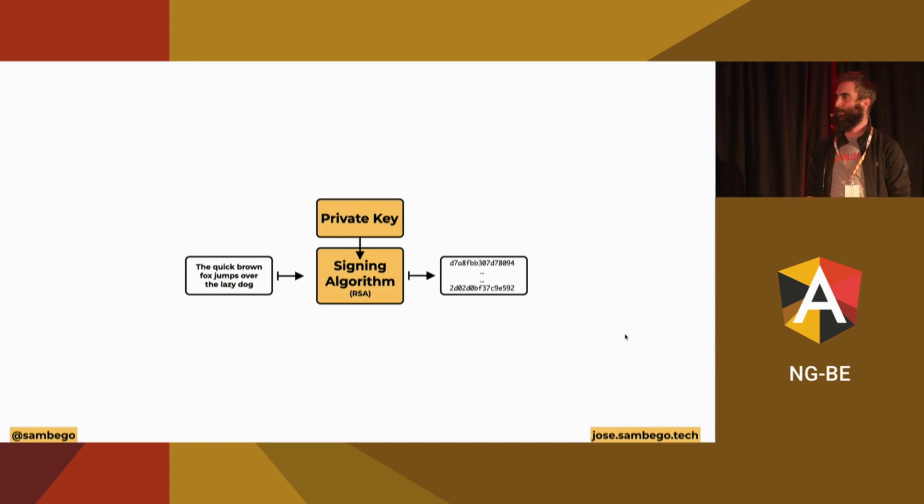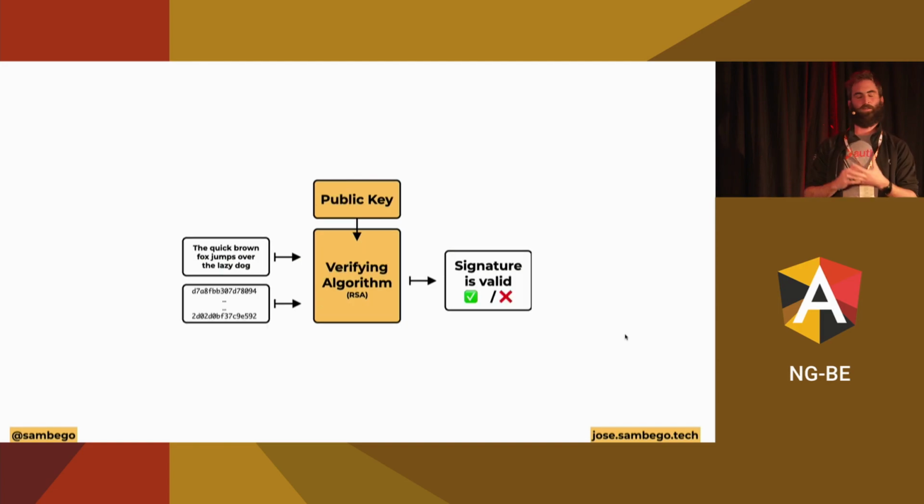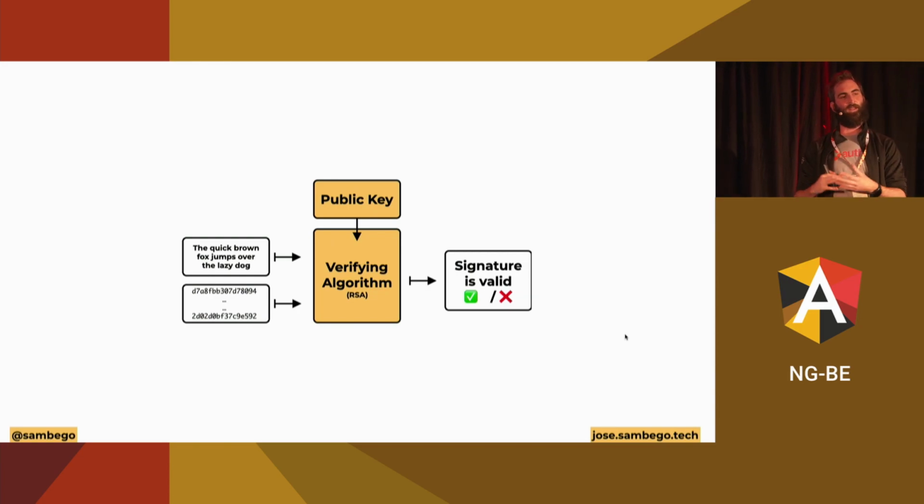So if we look at another example, again, we have an input, we run it through the signing algorithm, in this case RSA, and we add our private key, because we use a private key to create a signature, and we get a signature. If in the next step we want to validate that signature, we enter the same input together with the signature we created in the first step, run it through the verification algorithm together with a public key, and then we'll get either yes, it's a valid signature, or no, it's not a valid signature.